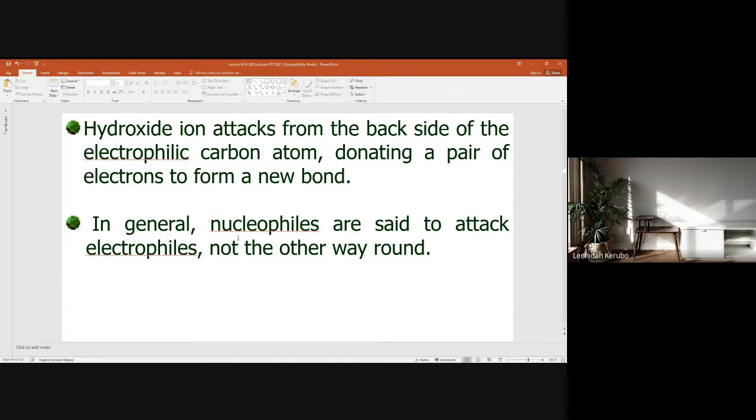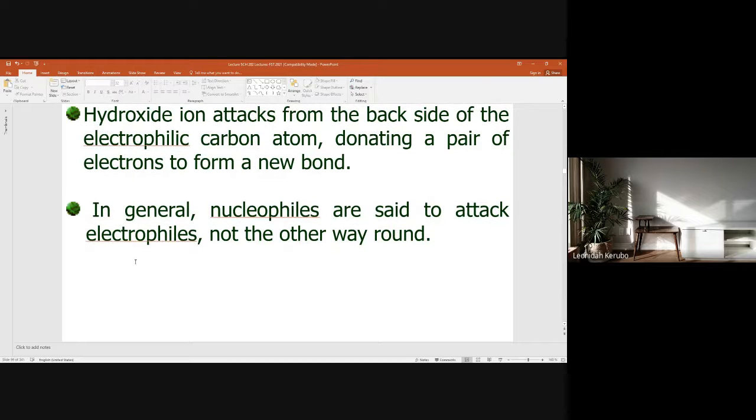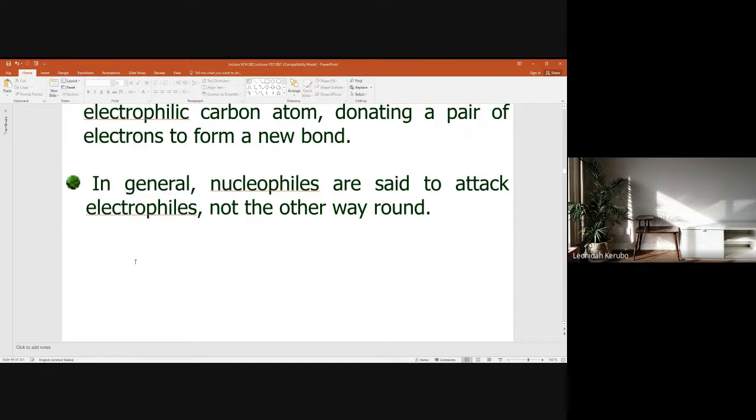In general, nucleophiles are said to attack electrophiles, not the other way. So you have nucleophiles attacking electrophiles. The electrophile in this case is the carbon, which is bearing a partial positive charge. The nucleophile is the hydroxide ion.